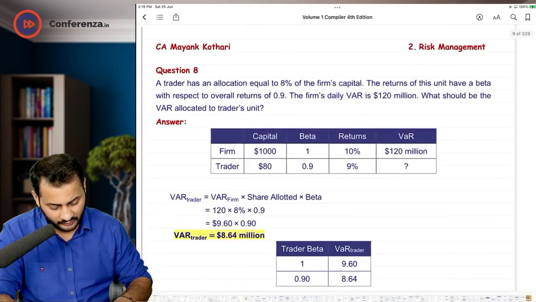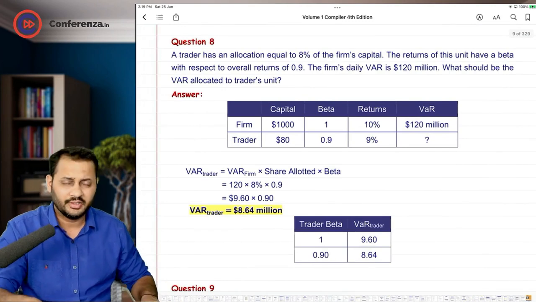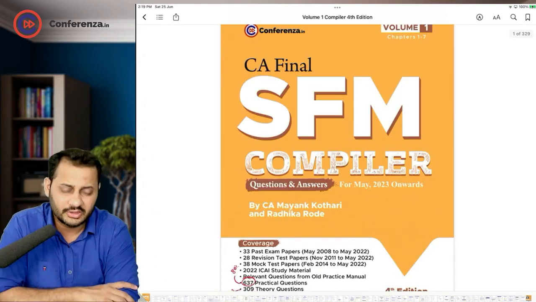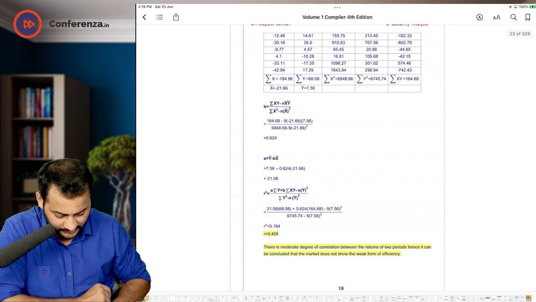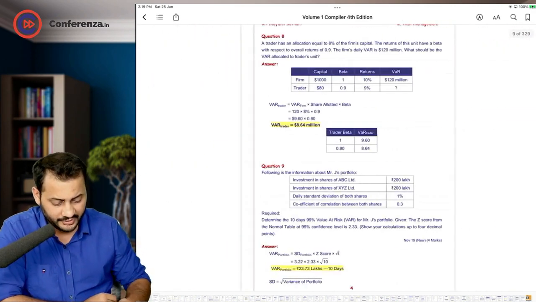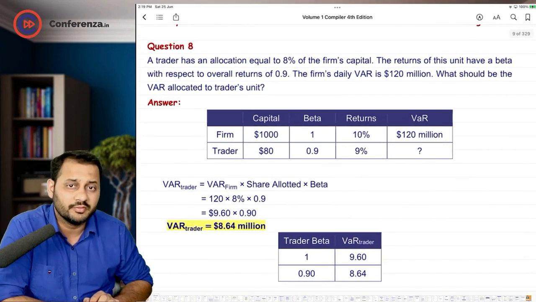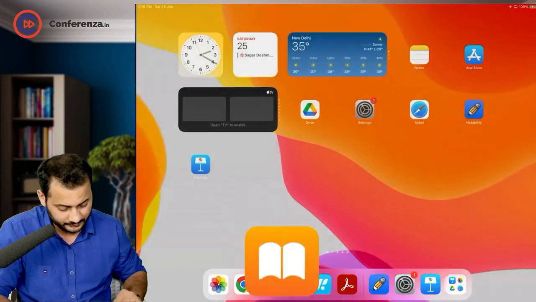Okay, now let's come to question number 8. And question number 8 covers up one concept. Question number 8 includes one concept from the portfolio management chapter. So I will just explain that concept before taking up this question. Have a look.